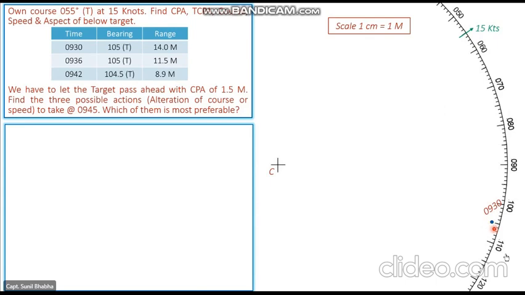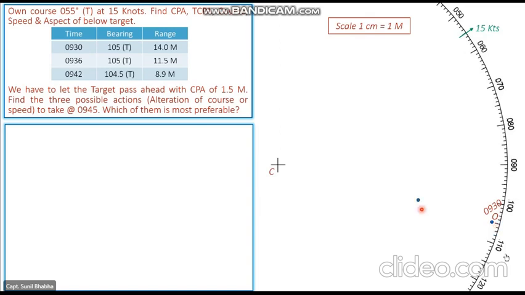This observation is taken at 9:30, so the time is also mentioned alongside. And as per our nomenclature, this is named as O, Oscar. So we have the first relative position of the target on the plot.